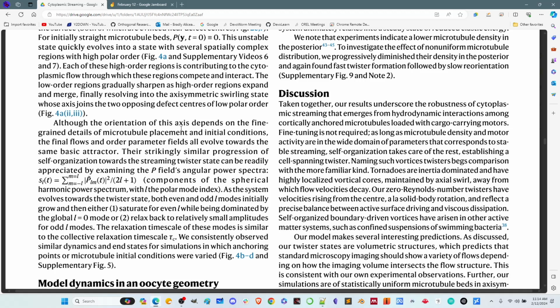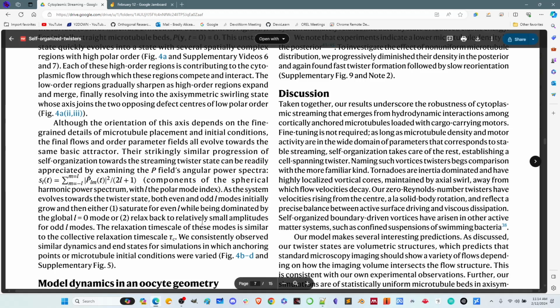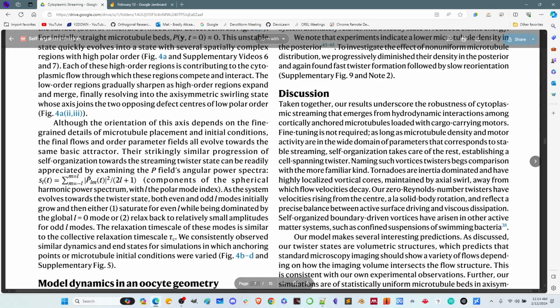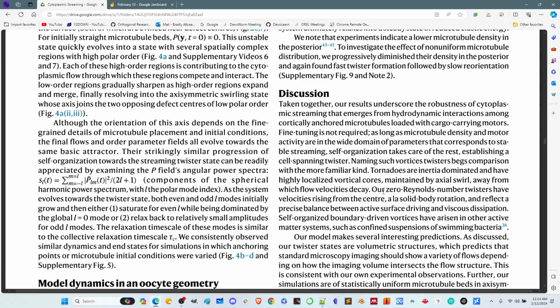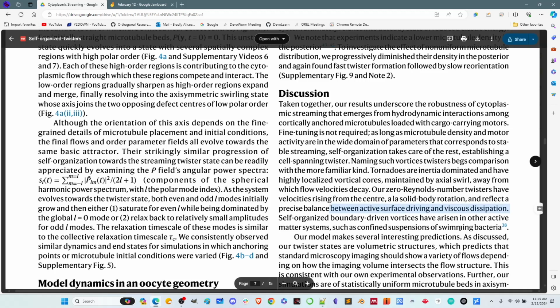Naming such vortices twistors begs comparisons with the more familiar kind of twistor, a tornado. Tornadoes are inertial dominated and have highly localized vortical cores, maintain an axial swirl, away from which flow velocities decay. So from the center of the tornado, you get these highly stable vortices, but then as you move outward from the center, the vortex decays. Our zero Reynolds number twistors have velocities rising from the center, a la solid body rotation, and reflect a precise balance between active surface driving and viscous dissipation. So they resemble tornadoes up to a point.